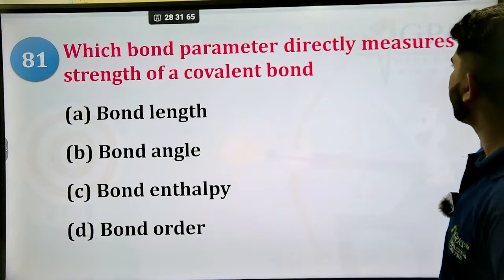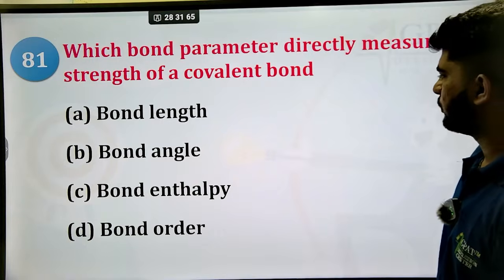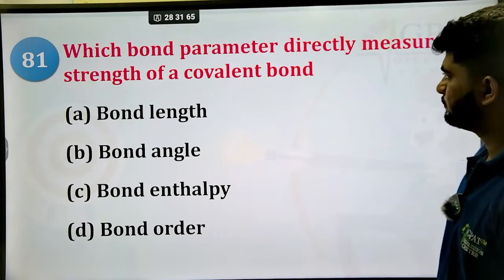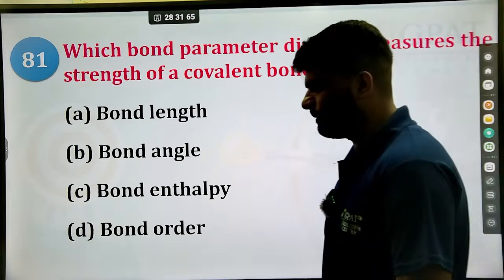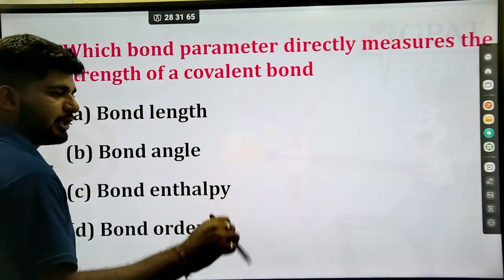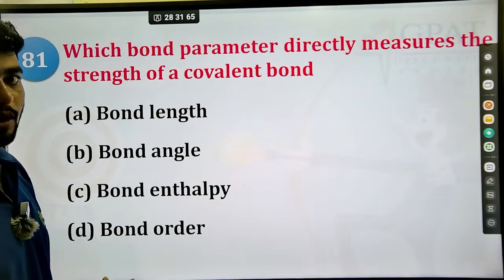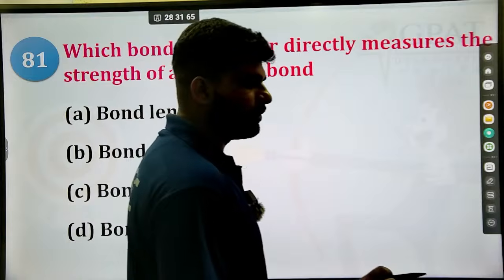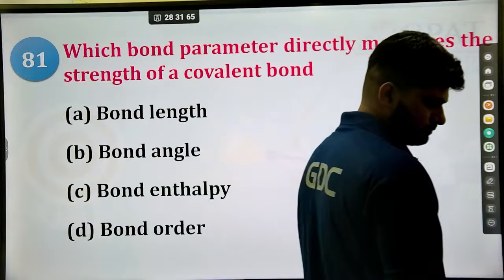Okay, now this one. Which bond parameter directly measures the strength of a covalent bond, guys? Bond length, bond angle, sp1, sp2, sp3, bond enthalpy, the amount of energy, right? Or you can say bond order. What's that?